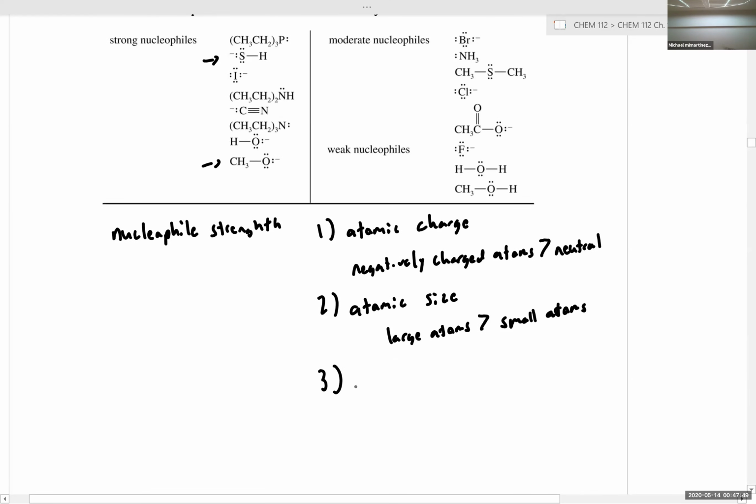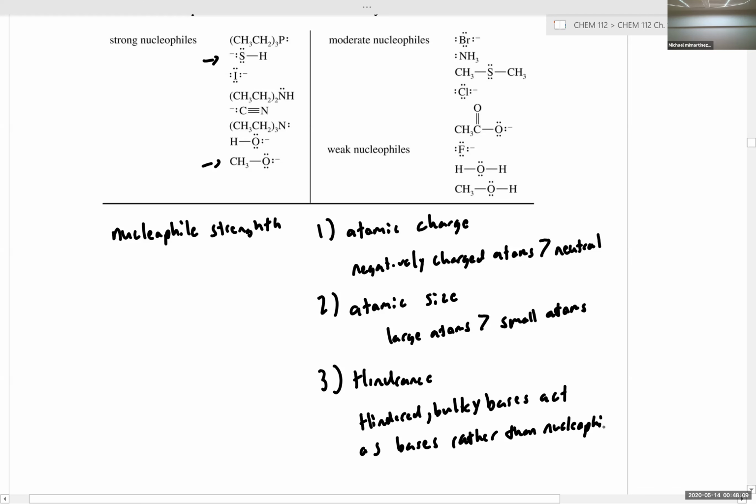The next thing we look at is hindrance. So hindered, bulky bases will act as bases rather than nucleophiles. So for example, if we compare, t-butoxide functions as a base. Well, for example, methoxide is more readily able to function as a nucleophile because it has less steric bulk.